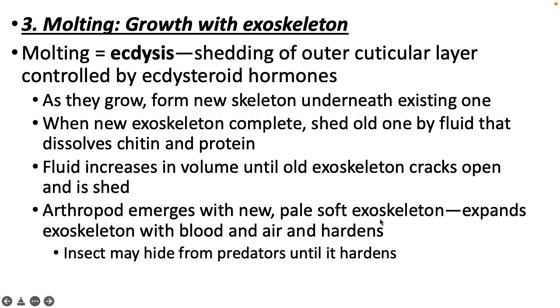Another characteristic: molting, growth with the exoskeleton. Molting is called ecdysis, the shedding of the outside layer. They use hormones to do this. Molting is actually really, really dangerous. My professor tried to explain it as, imagine trying to get out of a head-to-toe scuba suit when you have a bad sunburn. As they're shedding their exoskeleton, they can rip an eyeball out if they're not careful, or rip a limb off. So it's a very delicate process.